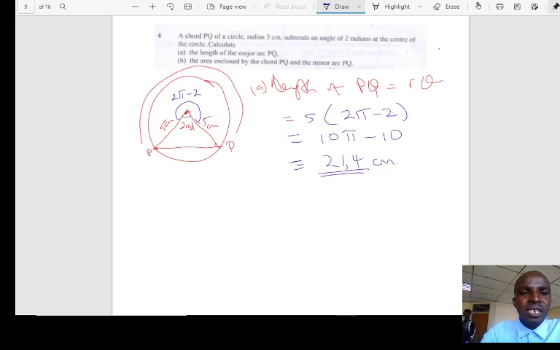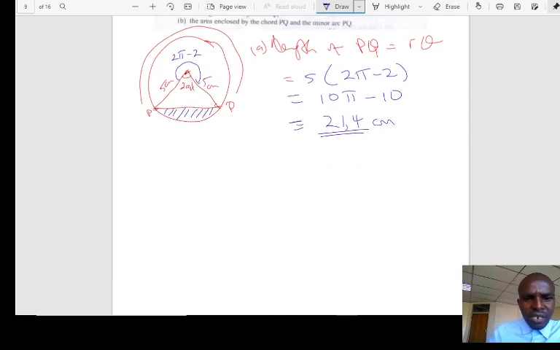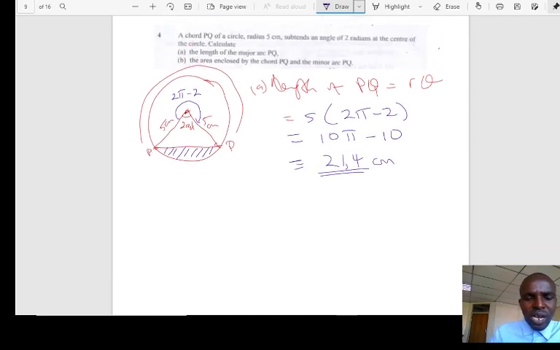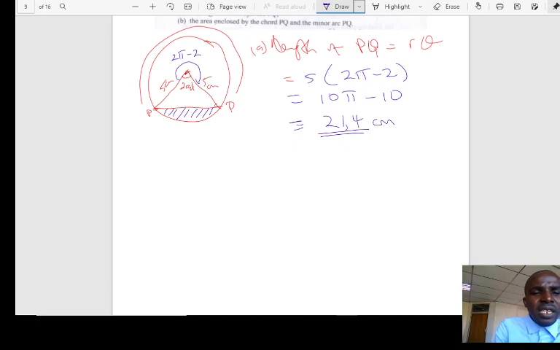Then part B, the area enclosed by the chord PQ and the minor arc PQ. So the area now is this one, enclosed by the chord PQ and the minor arc PQ. It's actually the area of a segment. That's the one that you have to calculate in this case. Let's calculate the area of this part.